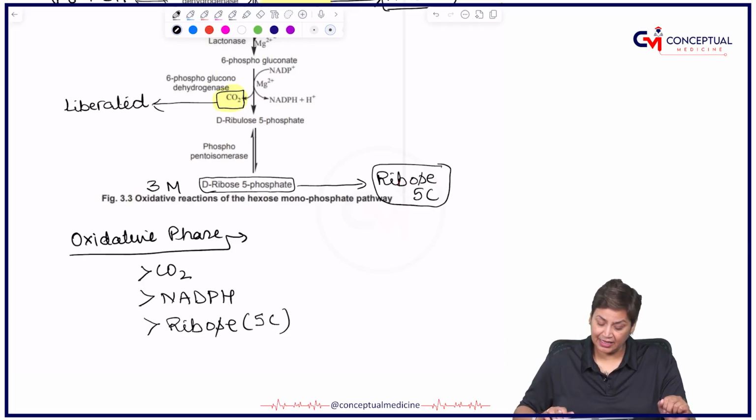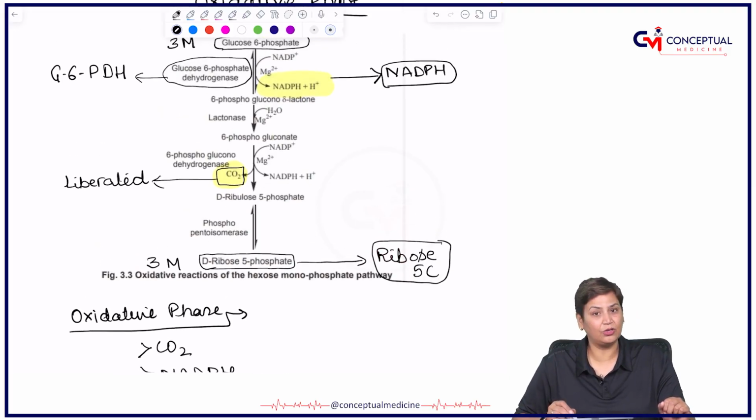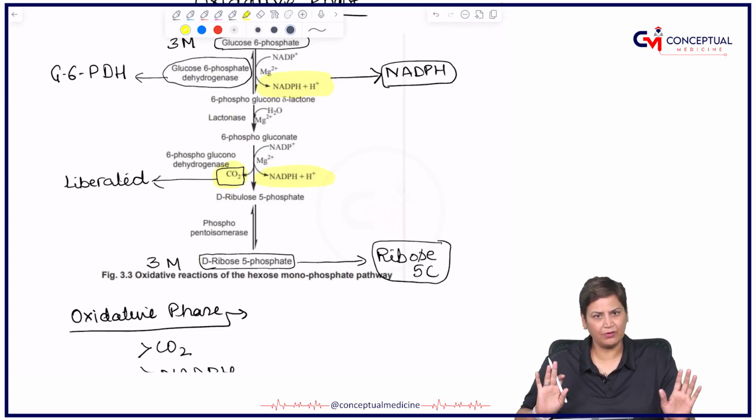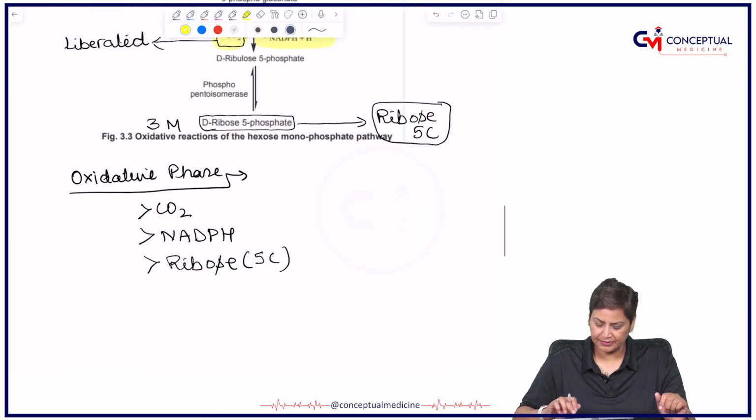And if you clearly see, how many NADPH are there here and here also. So here also NADPH is there. So if I am saying 3 molecules of glucose 6-phosphate are there, so you can simply say 3 and 3. So it will double up. So it would be like 2, 2, 2. So it would be 6 NADPH, and 3 carbon dioxide will be liberated, right? And 3 molecules of ribose 5-phosphate will be produced. That is what happens in the oxidative phase.